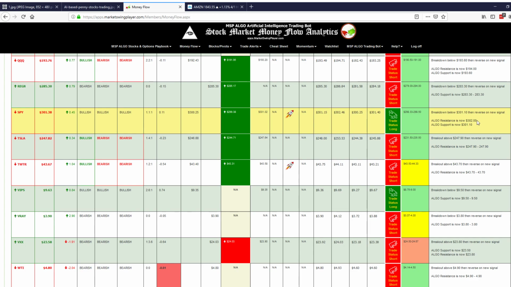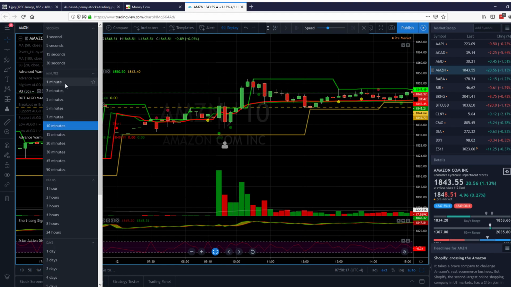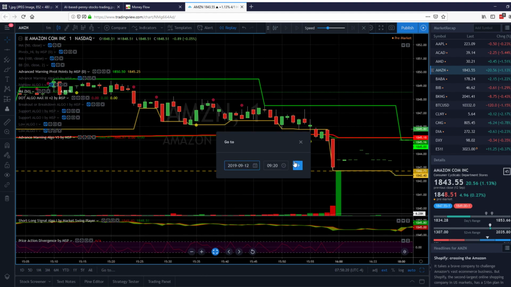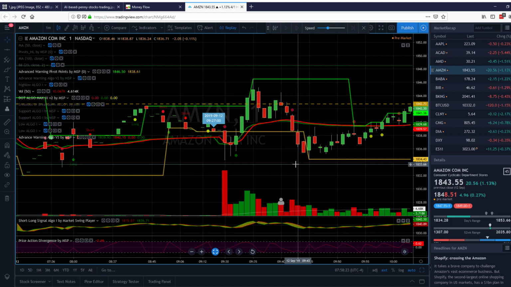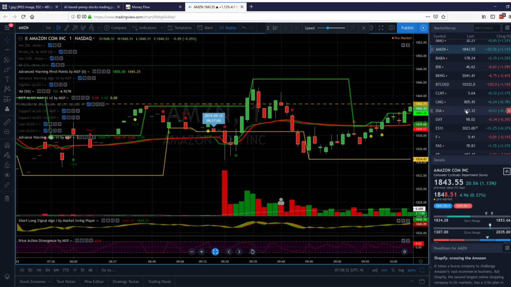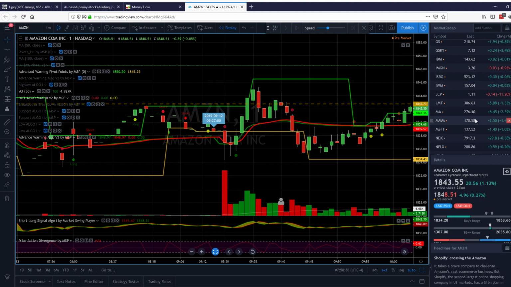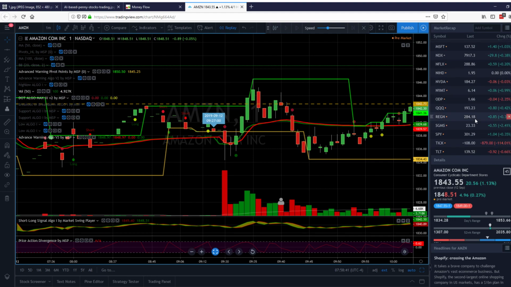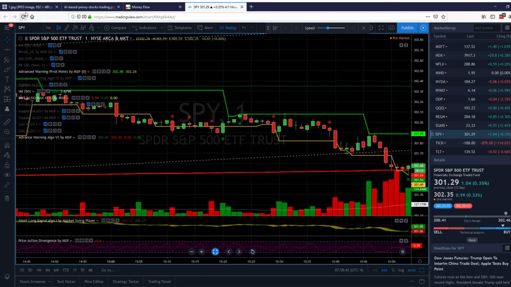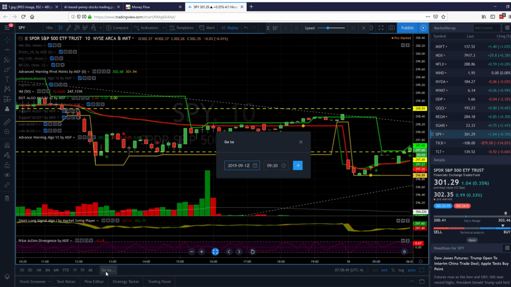So this is 0920. So we're looking for a breakdown. So let's look at that 1 minute before we actually go to SPY, so we could see it from the alert to the flash to the pop. Okay, we're going to do one more and call it a wrap. SPY. We're going to look at the 10-minute.